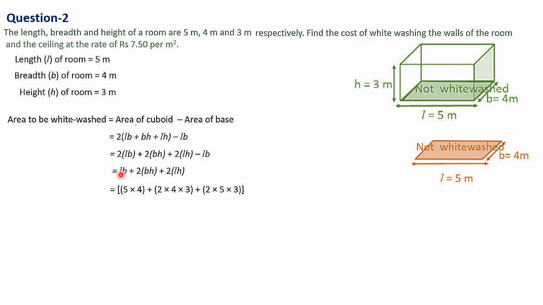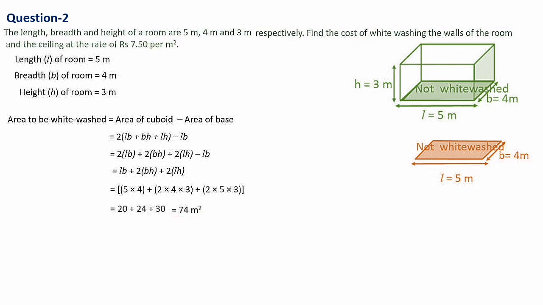So L into B, 5 into 4, plus 2 into B into H, that is 2 into 4 into 3, plus 2 into LH, that is 2 into 5 into 3. When you do the calculation, 5 into 4 is 20, 4 into 3 is 12, 12 into 2 is 24, then 5 into 3 is 15, into 2 is 30. When you add this, you will get 74 meter square. So area to be whitewashed is 74 meter square.